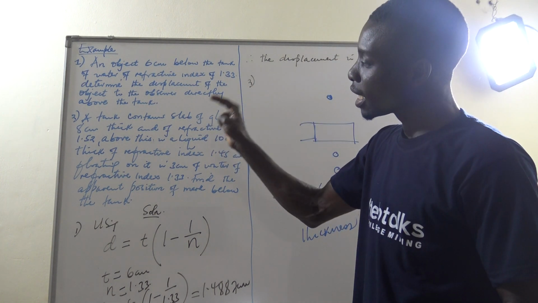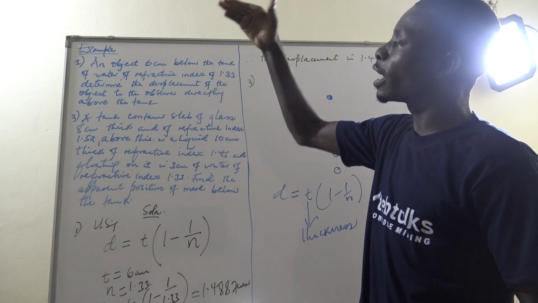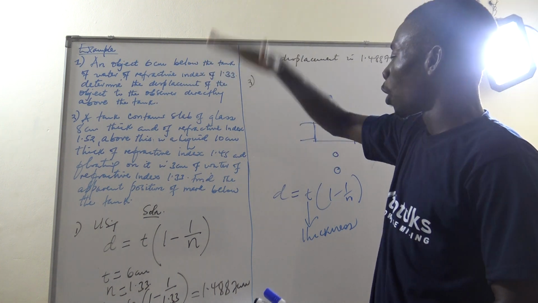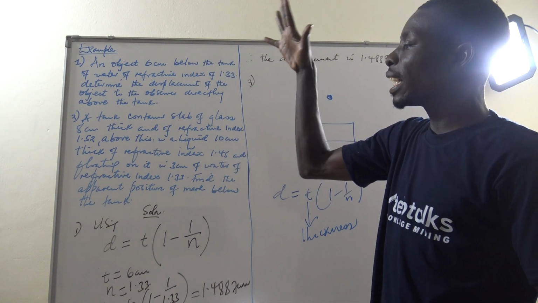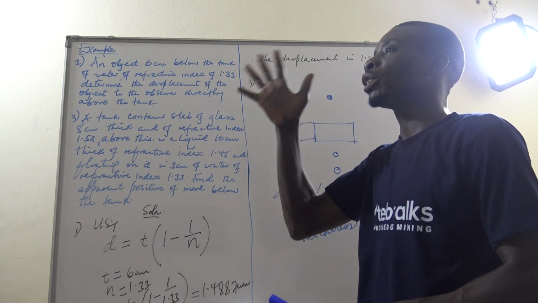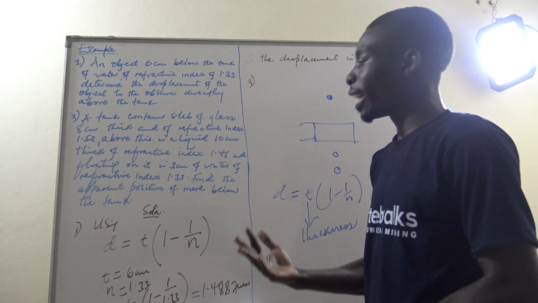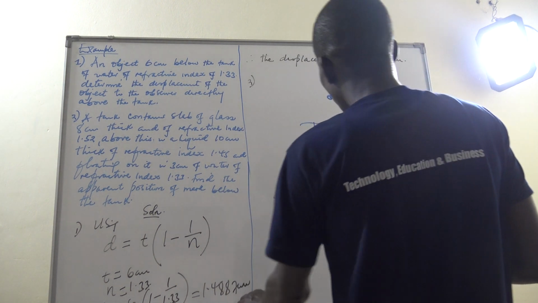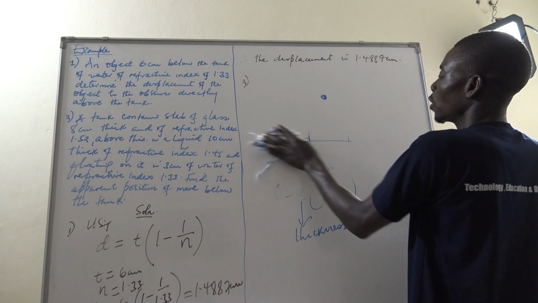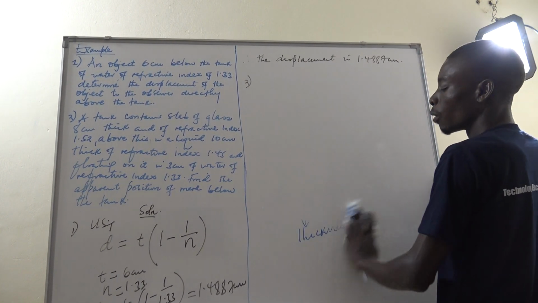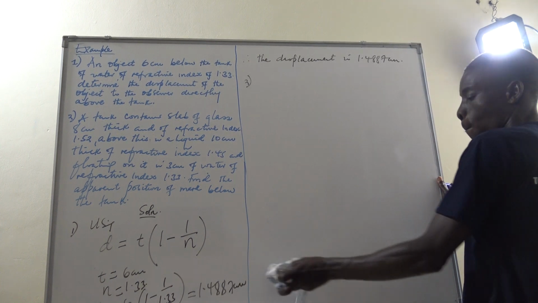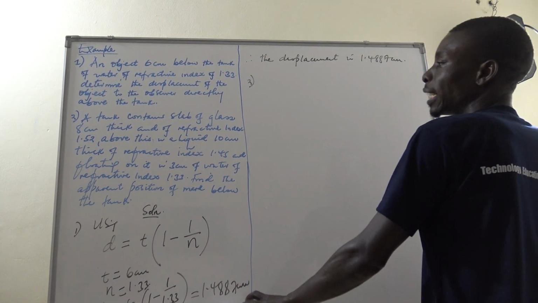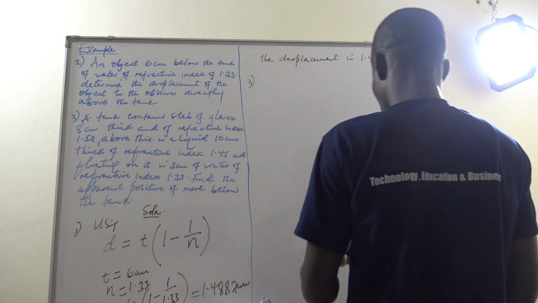Note number 1, I said that if we have different materials on top of the object, the resultant displacement will be the sum of the displacement of each material layer. So let's see what we are trying to mean in what we have said. They are saying that a tank contains a slab of glass.